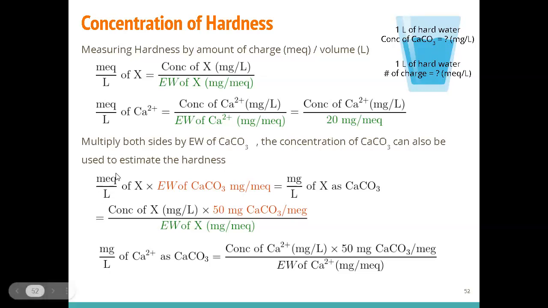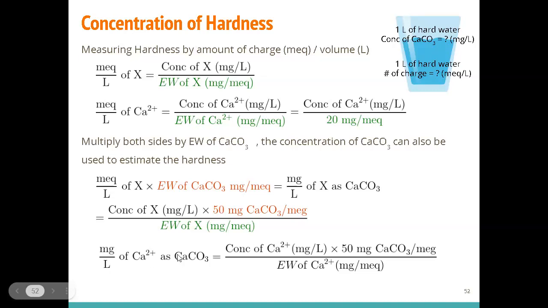Okay, so what you had just calculated here, you can just multiply the whole thing by 50 milligram per milli charge of calcium carbonate here. So what you have here, multiply 50, and then you have the concentration of something. It doesn't have to be calcium, right?